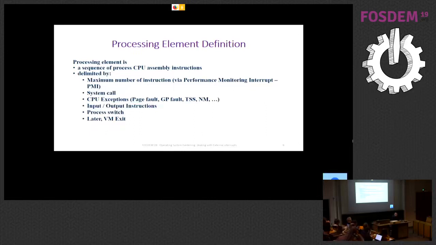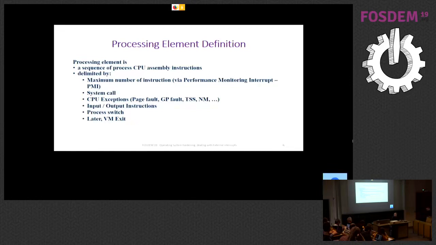Also, we stop the processing element when there is an input-output instruction, or a process switch, and later we'll also rely on virtual machine exit to stop the processing element. So all these events trigger a processing element stop so that we can re-execute it, compare the two executions, and detect if there are transient faults or not.